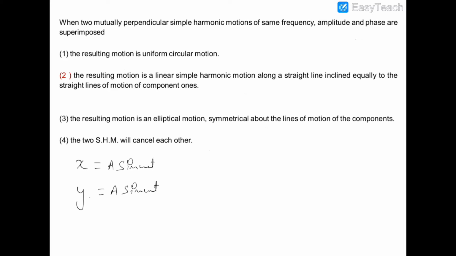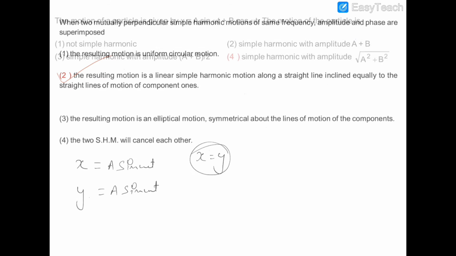You can see that the phase difference between both of these two SHM is 0, and they are in same phase. Their omega is same, frequency is same, and their amplitude is same. So you can see that x will be equal to y. So this is a straight line, which is the resultant motion of SHM, and therefore the correct answer would be option number 2. This is also called a Lissajous figure, and in this case the Lissajous figure would be a straight line, which is x is equal to y. Now we move on to the next question.